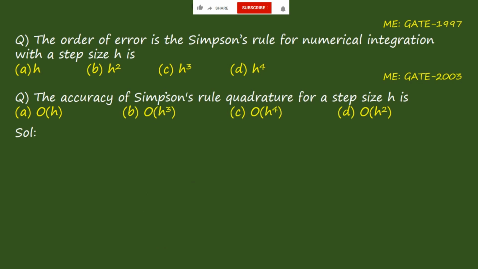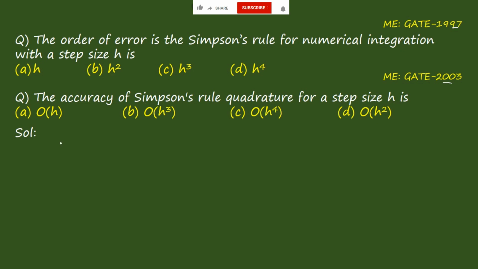Come to the questions now. The first question is: the order of error in Simpson rule for numerical integration with a step size of h is. It was asked in 1997. And a similar question: the accuracy of Simpson rule quadrature for a step size of h is, in 2003.